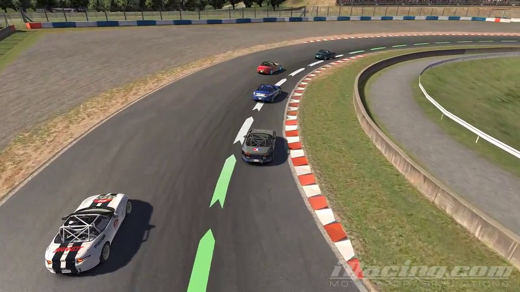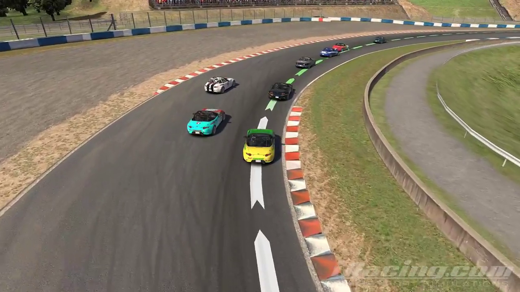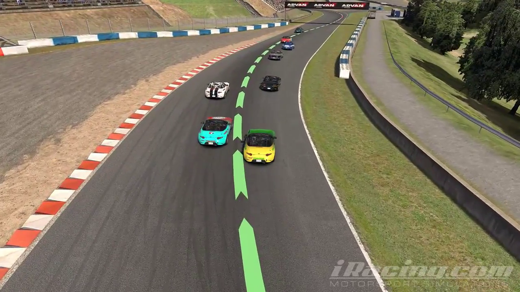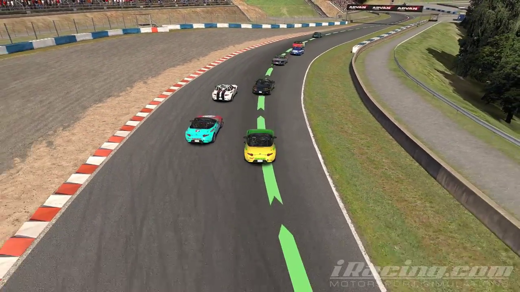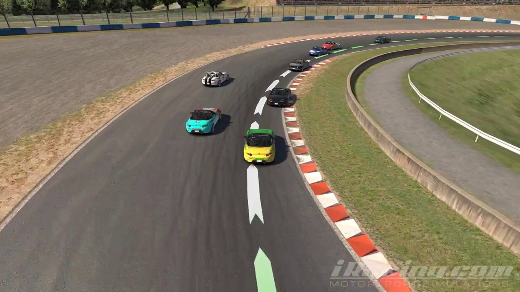So lots of good racing going on at this point. I mean, there's a lot of traffic going through this corner, and the cars are doing a good job. In fact, let me just back it up. How is it possible that all these cars can be getting through the corner so well?